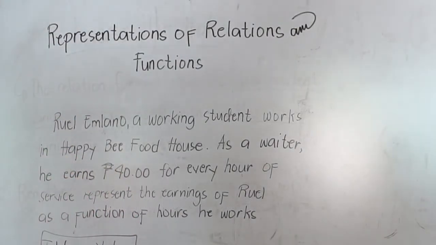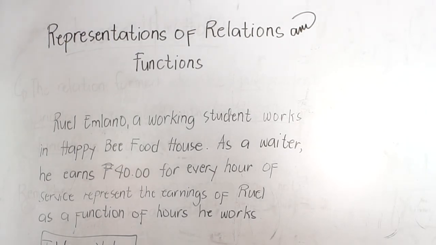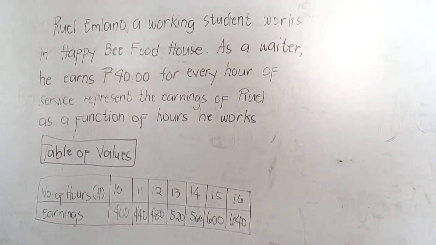Representations of functions. A function can be represented by using a table of values or a set of ordered pairs of numbers, by mapping, by picture or graph, by equation, and by a rule of correspondence expressed in words. Given example: Roel Emlano, a working student, works in Happy Bee Food House. As a waiter, he earns 40 pesos for every hour of service. Represent the earnings of Roel as a function of the hours he works.